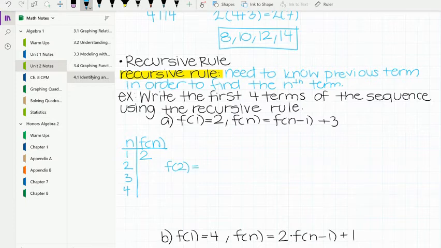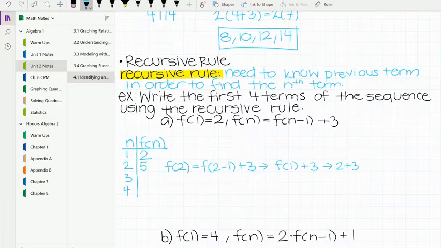I can still plug in 2 to find the second term, and I would plug in 2 anywhere I see an n. So it'd be f of 2 minus 1 plus 3. And what this is actually saying is it's f of 1 plus 3. So f of 1 is your first term in the sequence, and our first term in the sequence is just 2. So it ends up being 2 plus 3, which is 5.